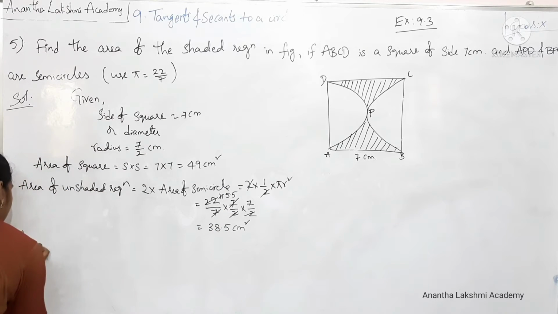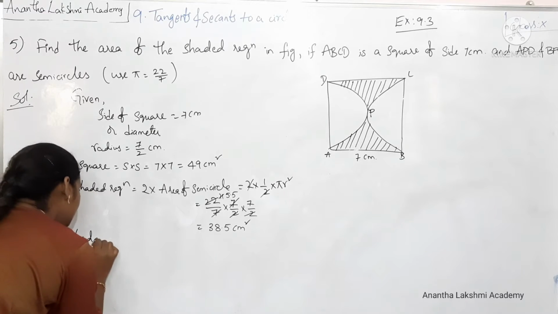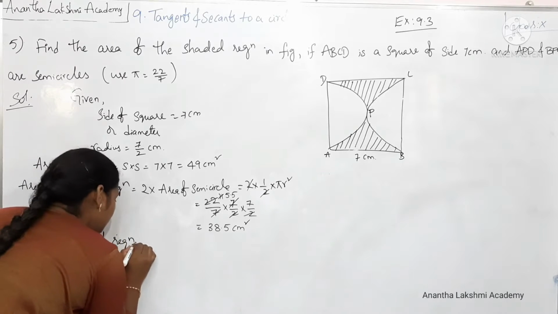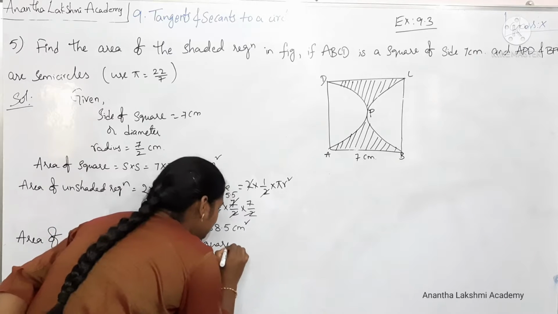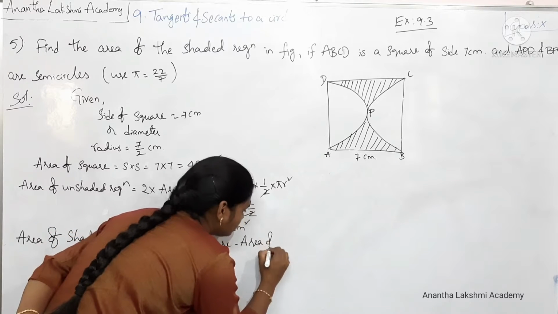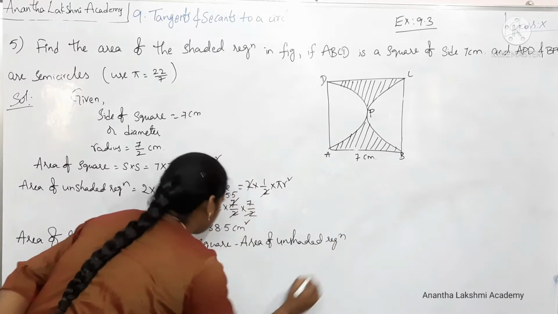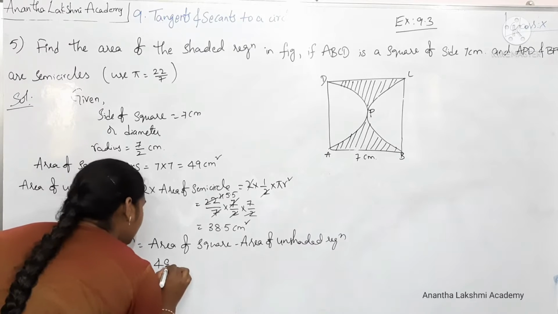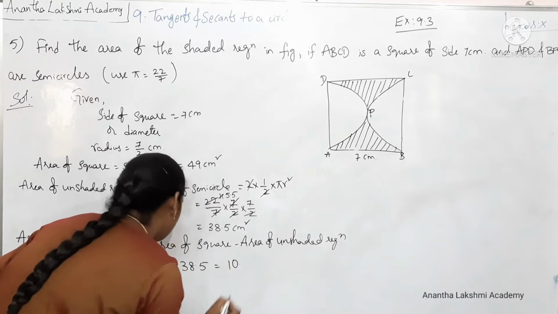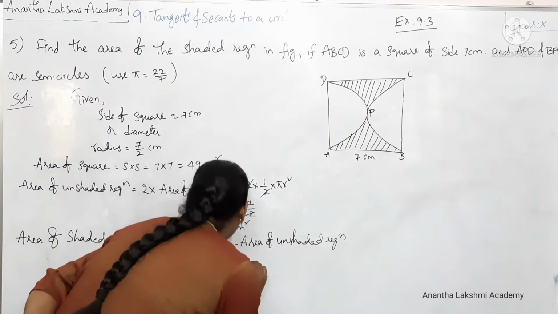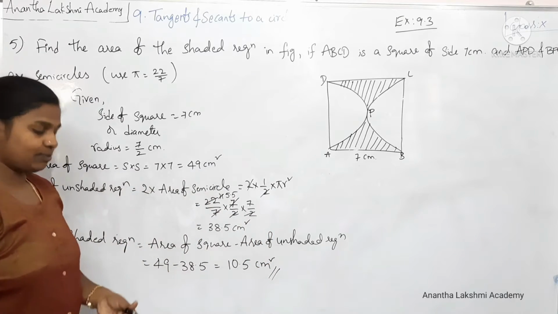Now, area of the shaded region, the ultimate answer. The area of shaded region is equal to, how do we figure that out? Area of square minus area of unshaded region, which is nothing but 49 minus 38.5, which in turn becomes 10.5 square centimeters. Alright, that's about problem number 5.